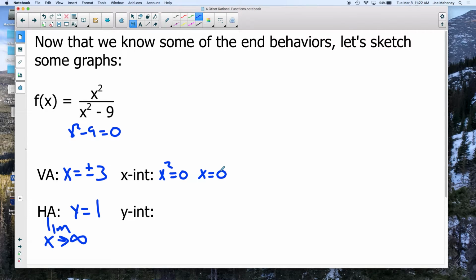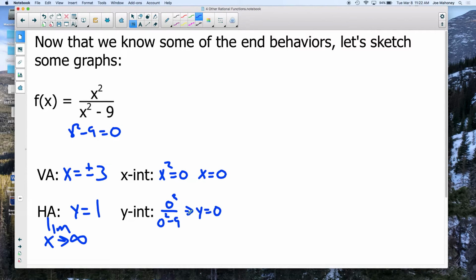So the x-intercept is where the x value is 0. And we do the same for the y-intercept. The y-intercept is just where the x value is 0. So it becomes 0 squared over 0 squared minus 9. And that's just y equals 0.